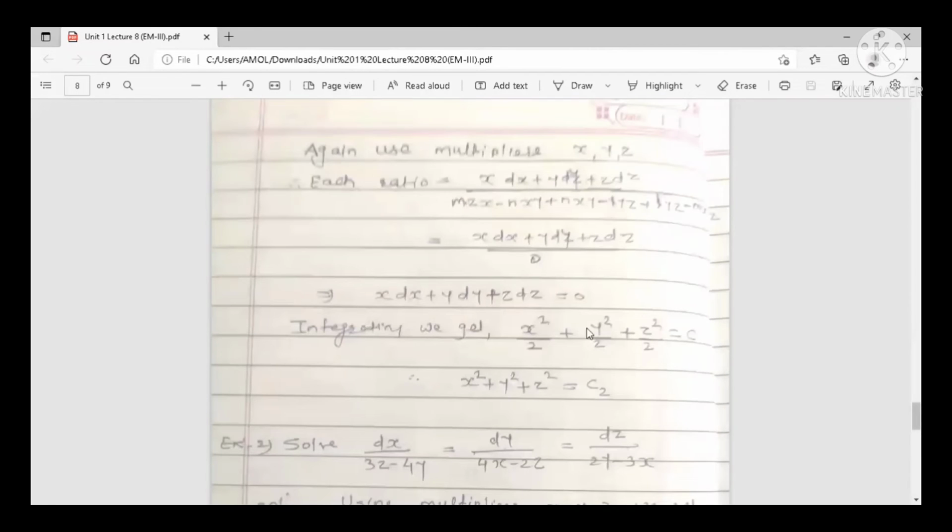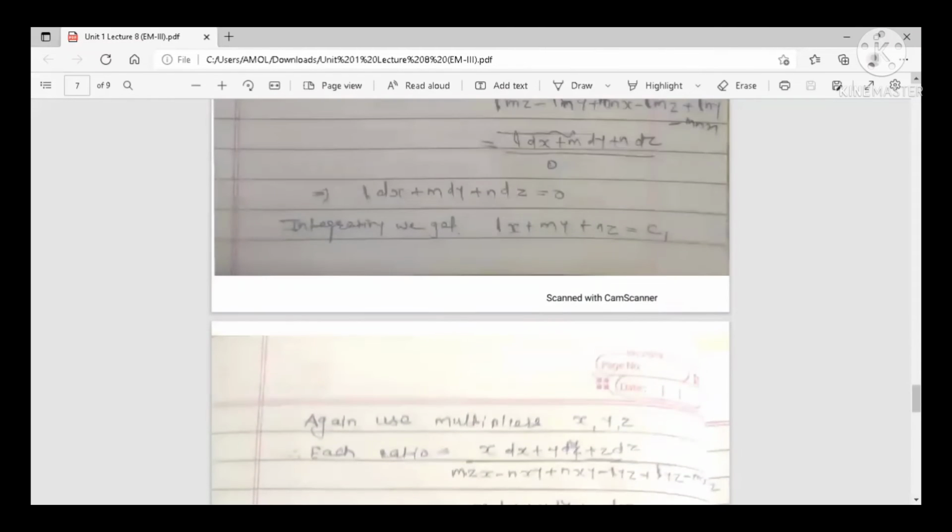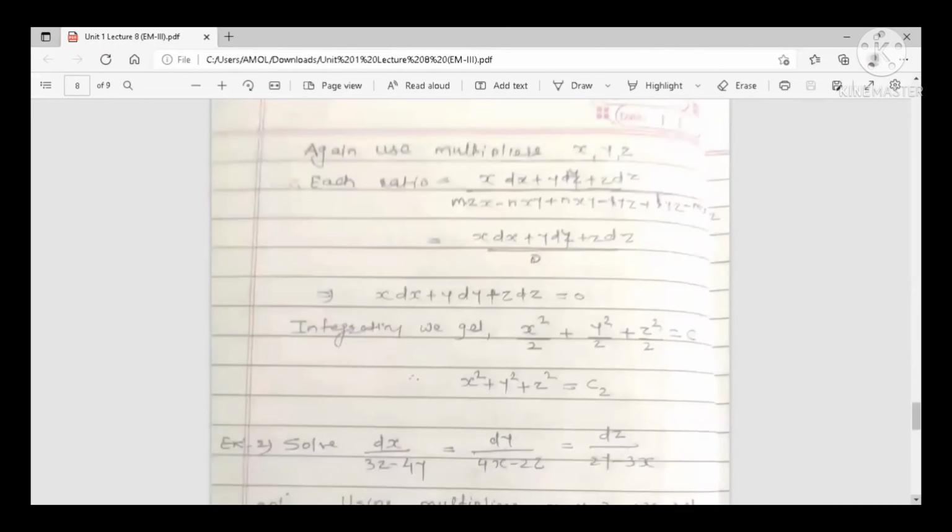So this is the second set of solution: x square plus y square plus z square is equal to C2. So this is the example. In this example, we have two sets of solutions. First is lx plus my plus nz is equal to C1, and the second set of solution is x square plus y square plus z square is equal to C2.